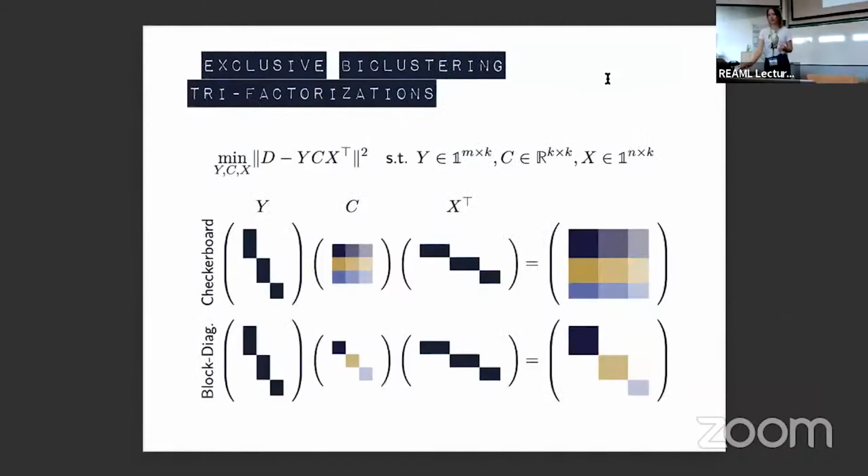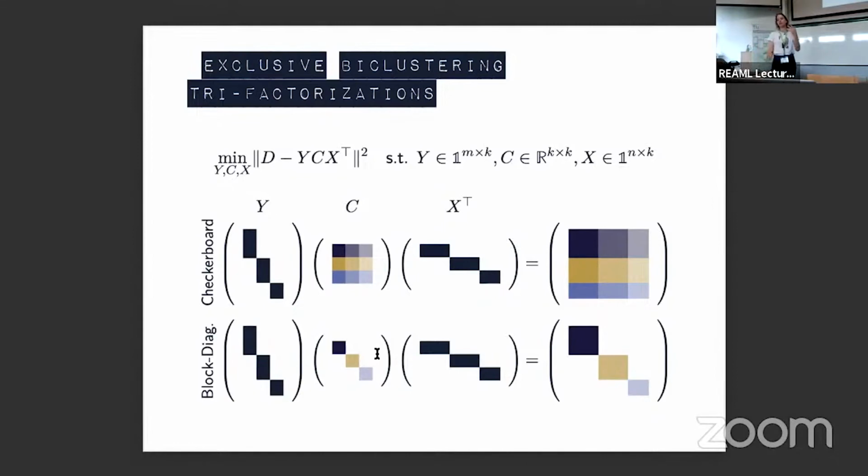And what you get then are these tri-factorizations, so a bit like SVD, but now again with these binary constraints. So what we have now is to minimize the data matrix approximation by Y times C times X transposed. And Y and X are now binary partitioning matrices. So Y indicates the clusters of users and X indicates the clusters of movies. And C could be then, for example, interpreted as the rating that people in this user cluster give to this movie cluster. So that would be this area here.